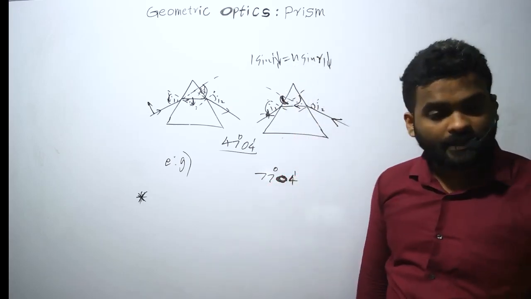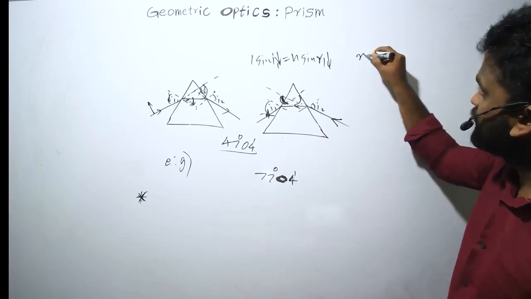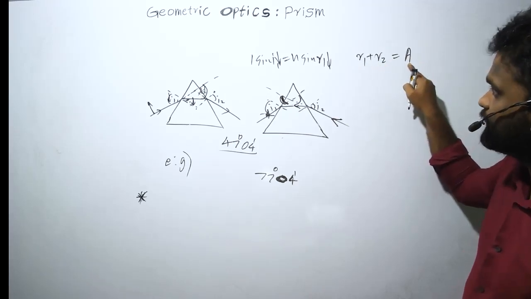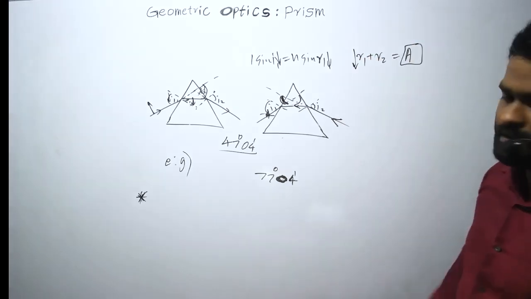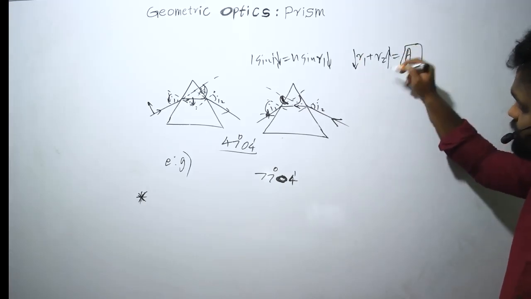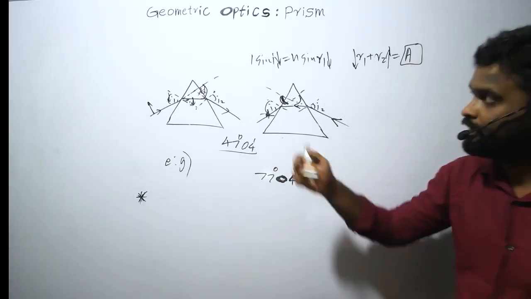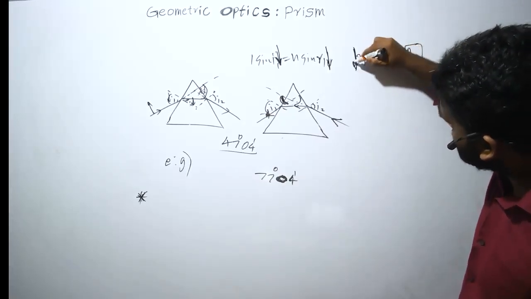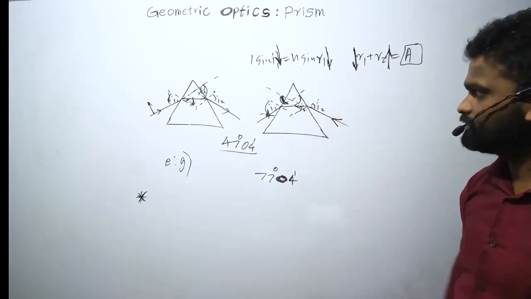So why does the R2 increase? Again, from the equation you can understand that. We know that R1 plus R2 is capital A. From this one we saw that R1 decreases. This is a constant, right? That is the prism angle. So when R1 decreases, R2 has to increase by the same amount. So the prism angle will be capital A, right? So I1 decreases, R1 decreases. R1 decreases, R2 increases. This is R2 here, right?